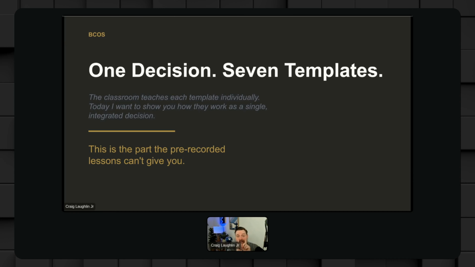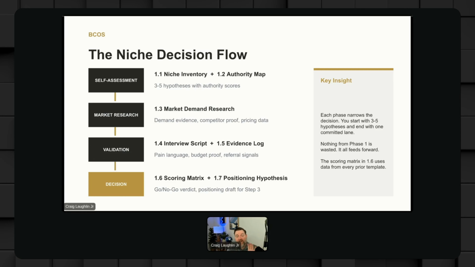It is one decision, one step made through 7 different lenses. So I want to take you through the flow, the way one output becomes the next input, the way a single insight in template 1 ripples all the way through to your positioning hypothesis in template 1.7. So here's the flow. 4 phases, 7 templates, but remember, it's one decision.